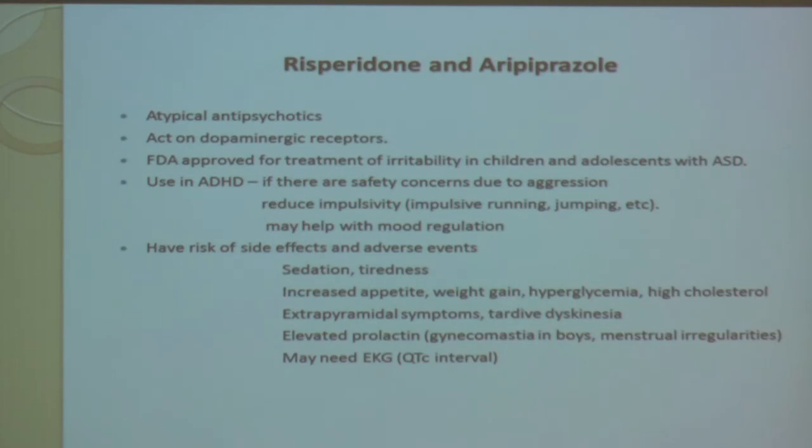And the last group is the antipsychotic medications. These are atypical antipsychotic medications. These are risperidone and aripiprazole. These are the two FDA-approved medications for treatment of irritability in autism spectrum disorders. They act on the dopaminergic receptors. Risperidone is similar to the older antipsychotic medications, if you've heard of Haldol, Thorazine. So in its effects, it's similar to the older medicines, but it has fewer side effects as compared to the older medications.